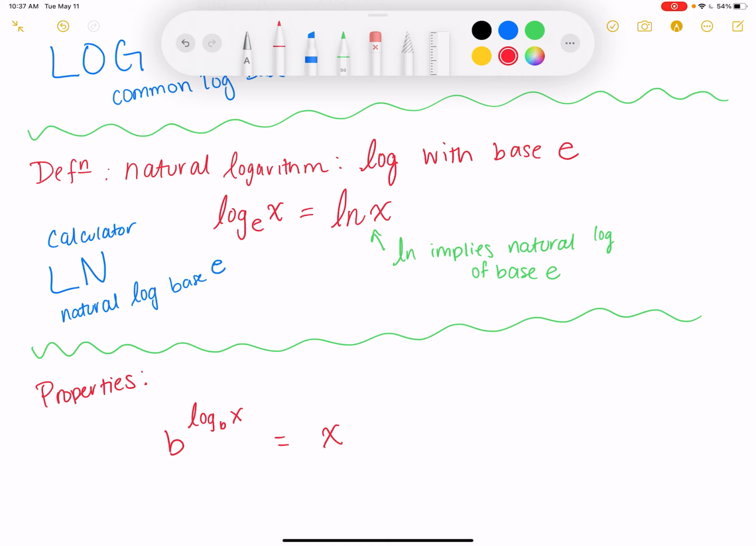Remember, this is an exponential and a log. These are inverses of each other. Inverses cancel each other out, the same way that secant and cosine canceled each other. This is like that. Those were inverses of each other. With b raised to a log base b, as long as the base is the same, those things cancel and leave you with whatever is left there. Okay?